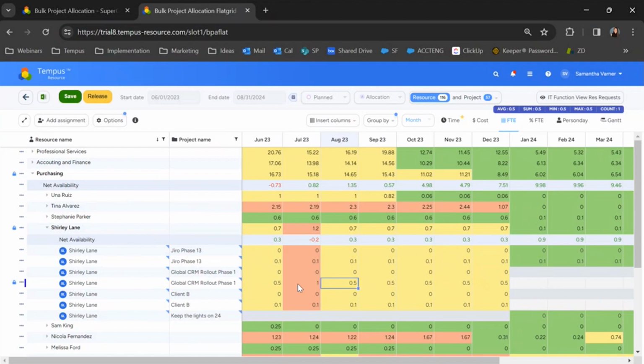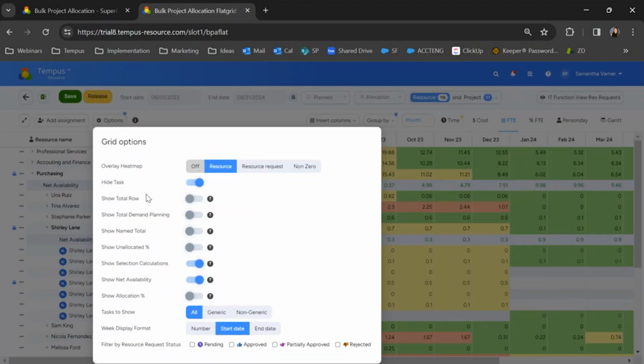If you have any questions on how to use the Flatgrid or maybe any of the options that are now available to you in the Flatgrid with all of the new enhancements, please check out our videos in Tempus University, both on the Flatgrid and then on the Flatgrid options.